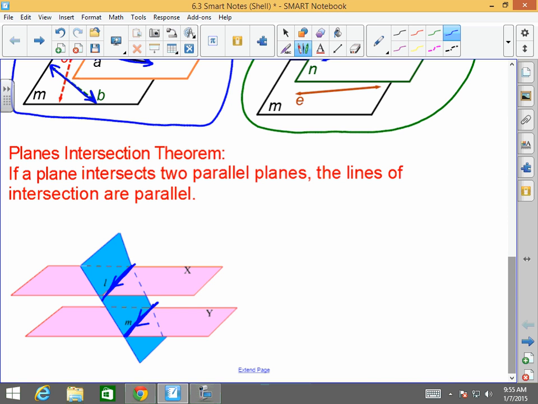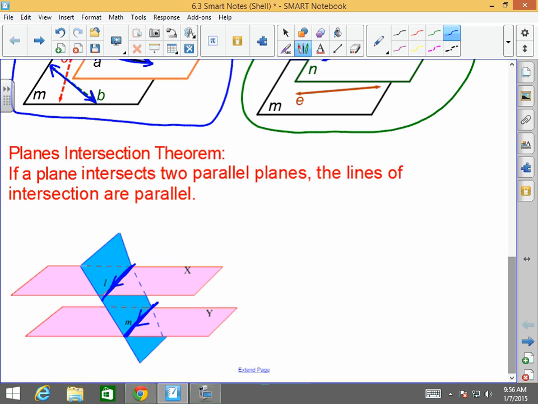So if a plane intersects two parallel planes, the lines of intersection are parallel. Kind of like if I put a column here, okay? A column right here in the middle that goes through the ceiling and the floor. The intersection line of where it hits the ceiling and where it hits the floor, those two lines are parallel lines because of the planes intersection theorem.